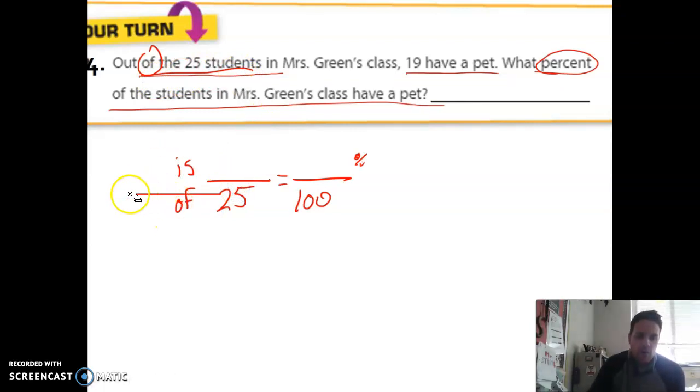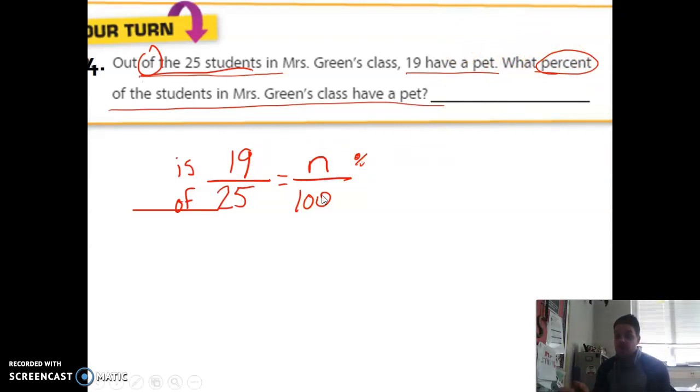Now, what do I know about of 25? Where's the 19 going to go? Well, the 19's the part of the 25. 19 of them have a pet. What I don't know is the percent. I know it's something out of 100, but I don't know what that is. There's my variable in this case. So my variable moved, but the is over of proportion idea stayed the same.